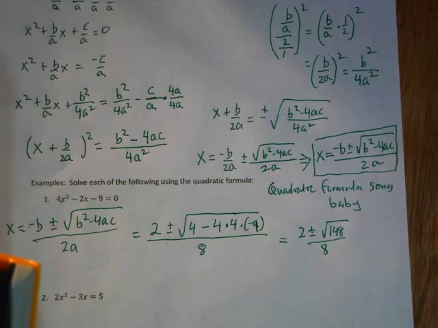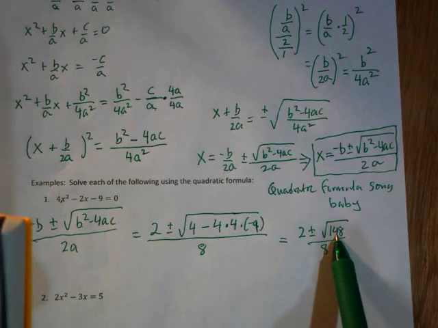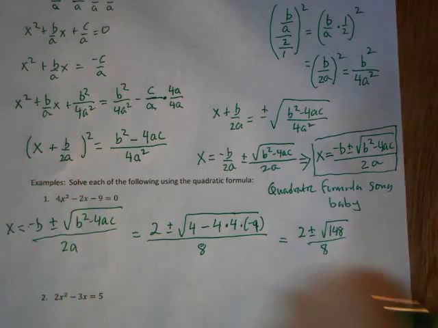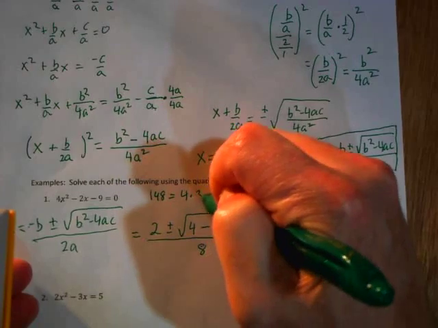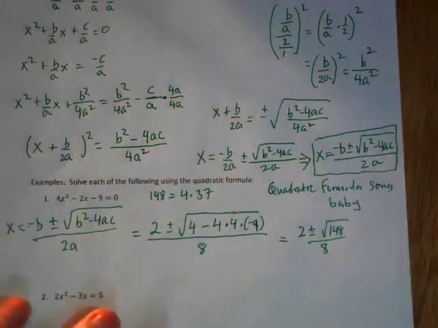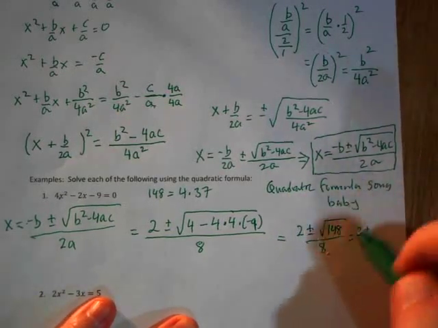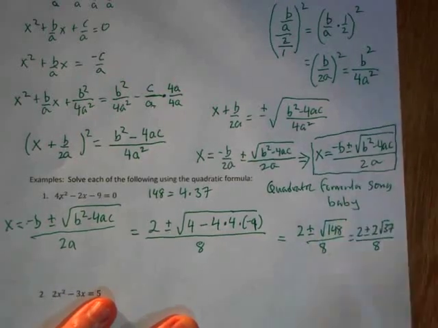Now, what you should look for is to simplify. The square root of 148, unfortunately, is not a nice number. But 148 does happen to be 4 times 37, and the square root of 4 is a nice number. So I'm going to write this as 2 plus or minus 2 square roots of 37 over 8.